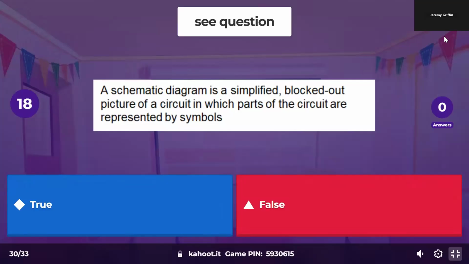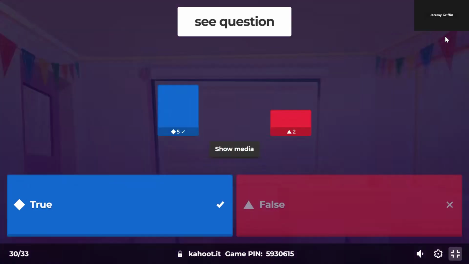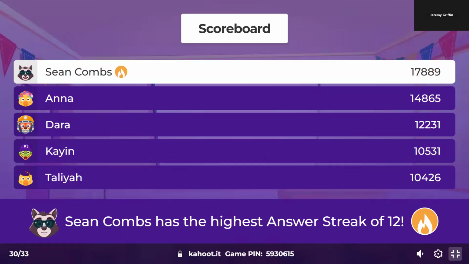A schematic diagram is a simplified, blocked out picture of a circuit in which parts of the circuit are represented by symbols. True. It's the schematic diagram we've been drawing.